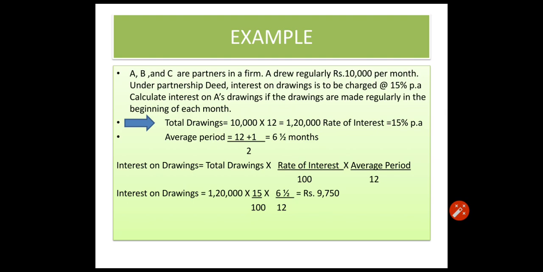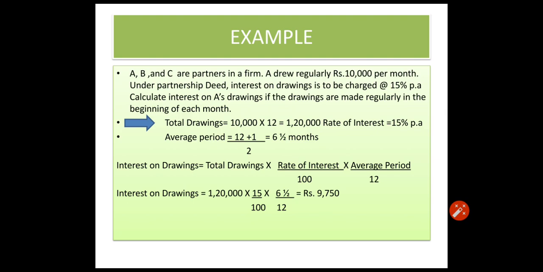Now the question says that A withdrew regularly rupees 10,000 per month. It means the time period is also same and the amount withdrawn is also same. So average period method can be used to solve this question. You have to calculate interest on A's drawing if interest is charged at 15% per annum, and if he withdraws this amount, that is 10,000 per month, in the beginning of each month. So let us start with the solution.